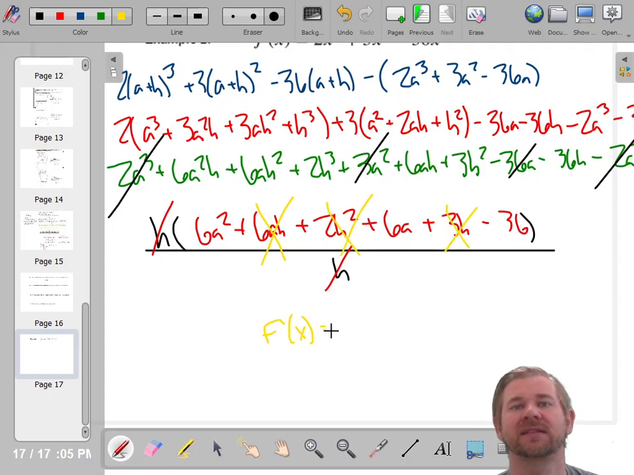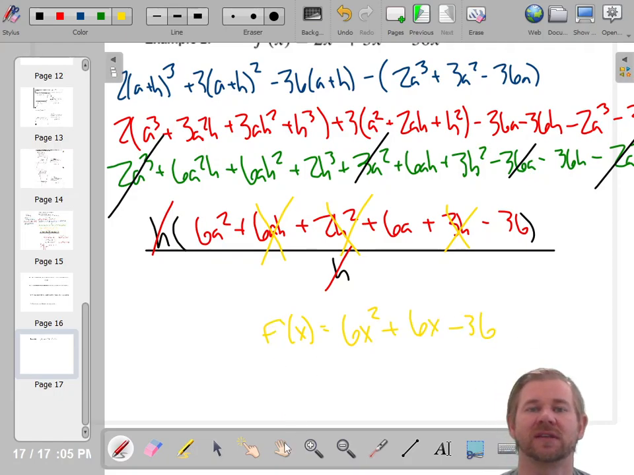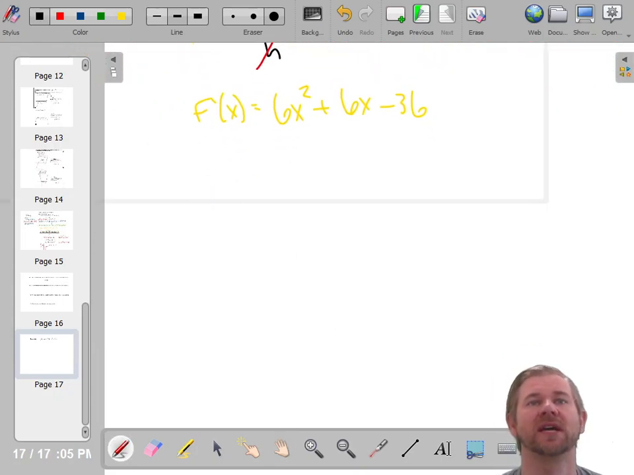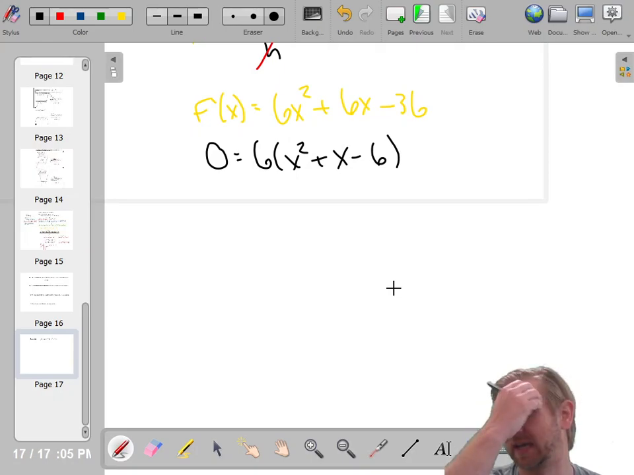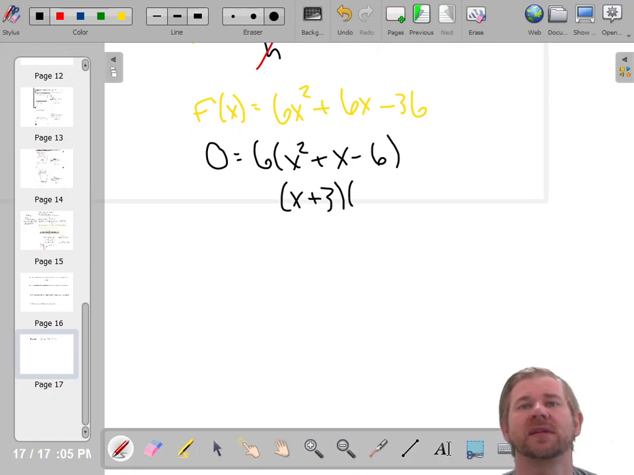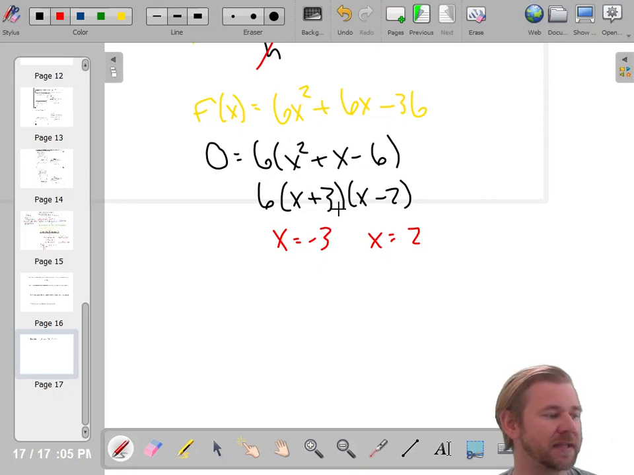F prime of x is 6x squared plus 6x minus 36. I got my derivative. Now, set it equal to 0 because the slope will be 0 for a tangent line, if it's at the turnaround point. What multiplies to negative 6 and adds to 1? x plus 3, x minus 2. So I should find my turnarounds where the x-coordinate is negative 3 and the x-coordinate is positive 2.